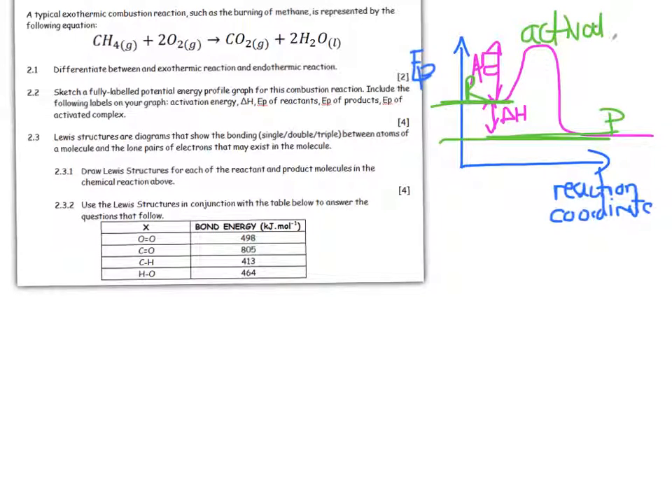You must follow the instructions very, very carefully. The activated complex is a point, whilst the activation energy is a range. Then it says draw Lewis structures of the following types of bonding between atoms in a molecule and the lone pairs of electrons. By now you're expected to know the shapes of molecules and to represent them properly with Lewis dots. So I was quite strict in marking this, so watch what happens.